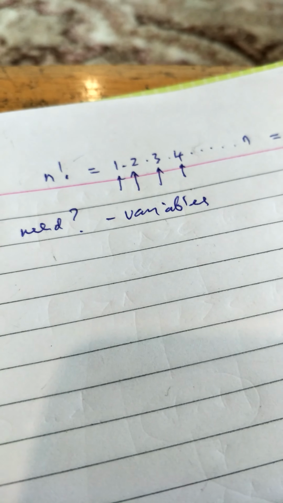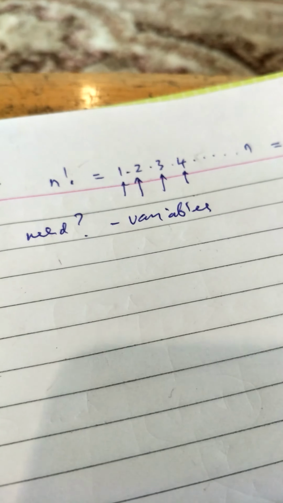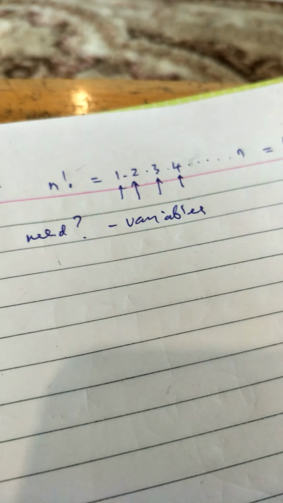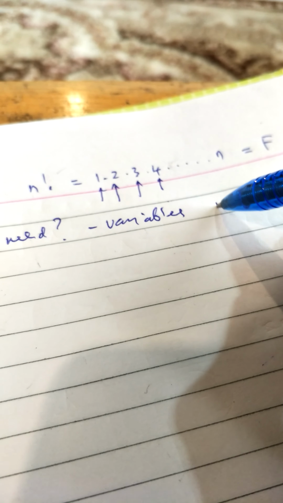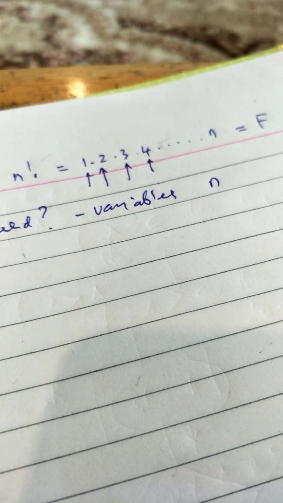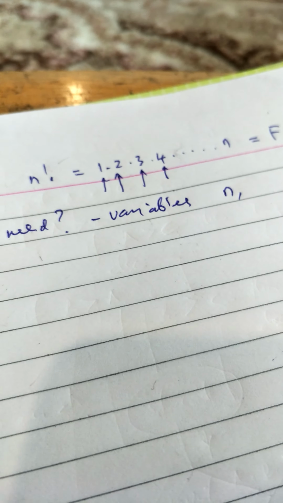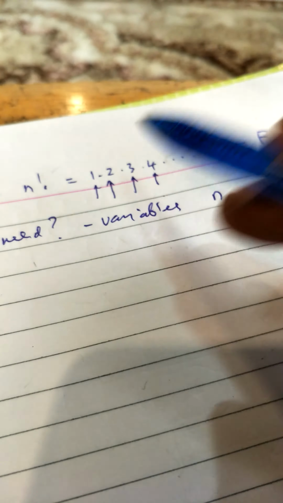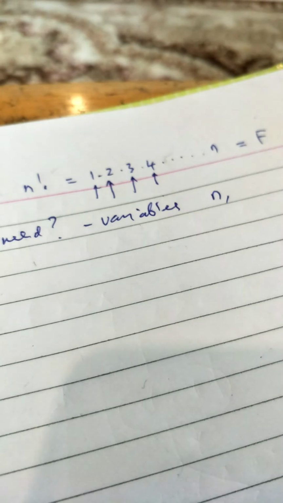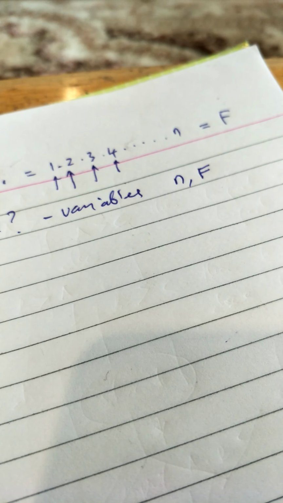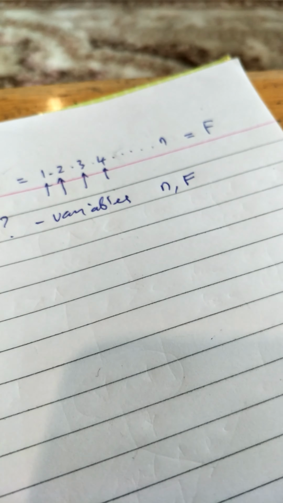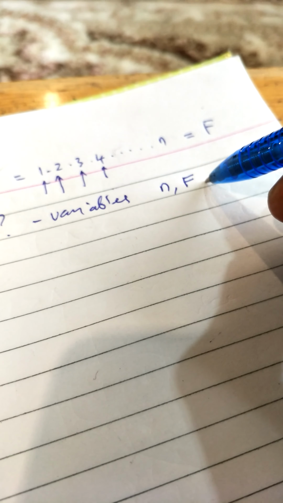What variables? n factorial itself. Whatever value n that we want, that's n factorial. What else? You need to multiply all this and give it a name. Here we call it f. And you also need a counter, this 1, 2, 3, 4, 5, 6, 7, 8 and so on. So let's just call that counter m.